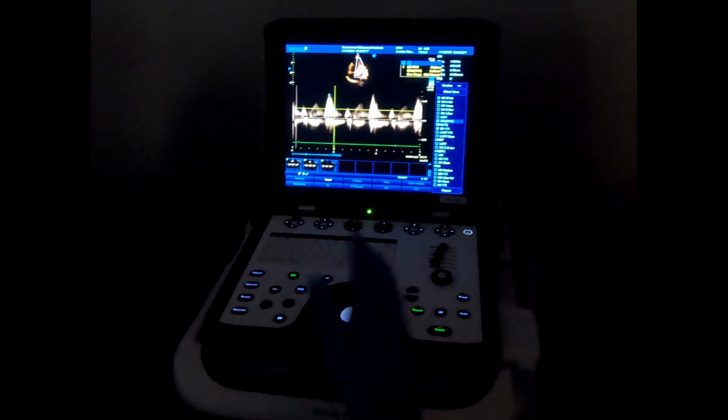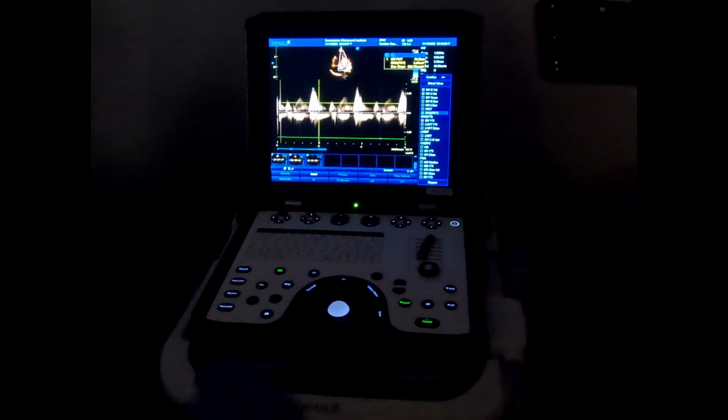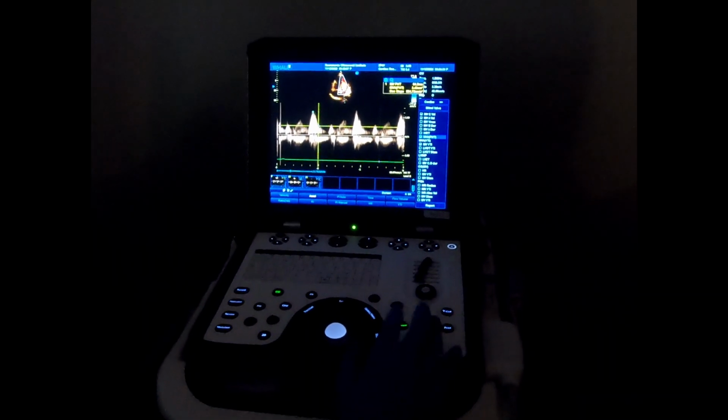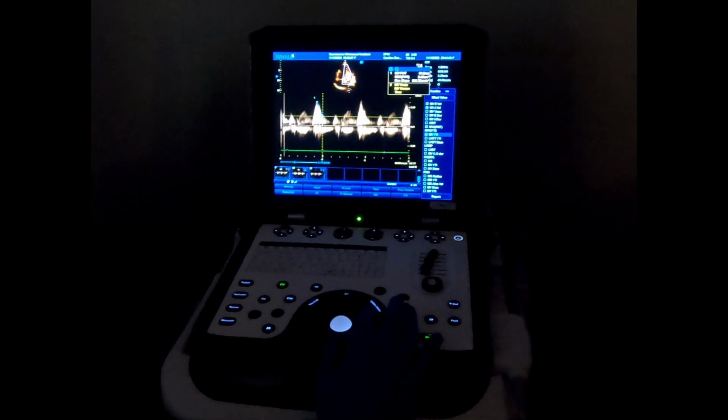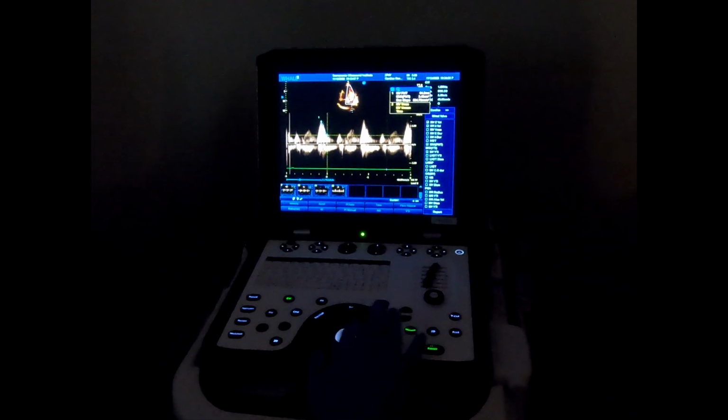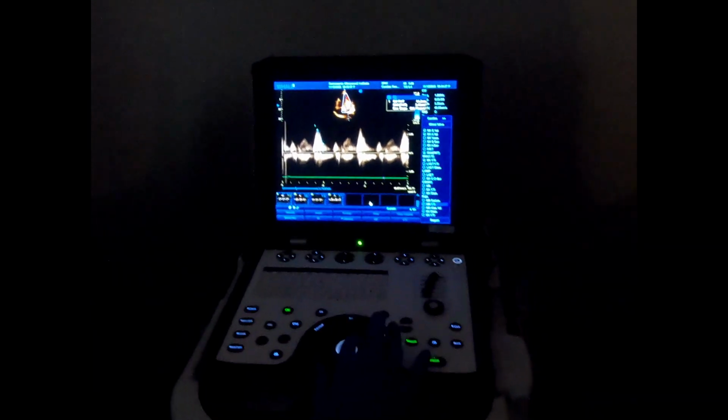I'm just showing that because the tracing is the easy one. You will have more confusion with the deceleration time and pressure half time. That's why I'm giving you all these different examples. There was one that was to the right. If you can scroll. No.